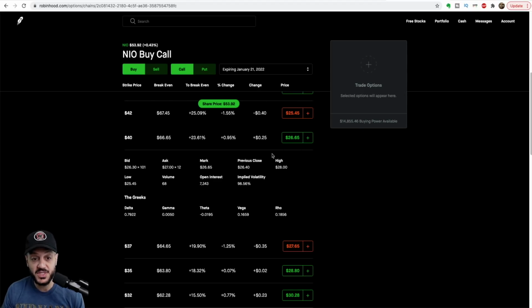So we get 80% of the stock movement, but it's only costing us half. So instead of $5,400, it's costing us a little under $2,700 to gain 80% of the stock's movement on a stock that we feel supremely bullish about.